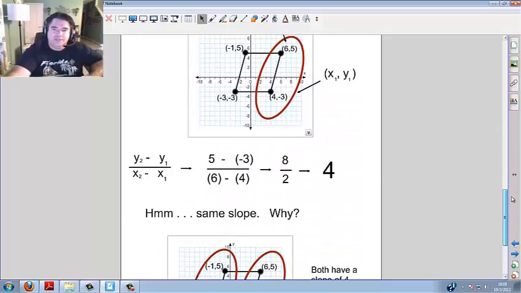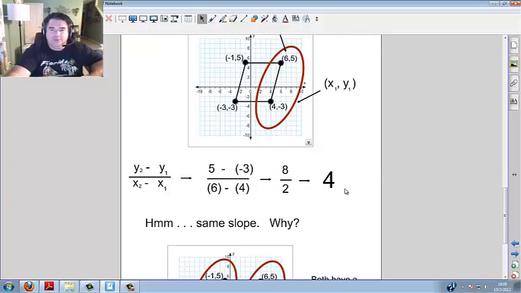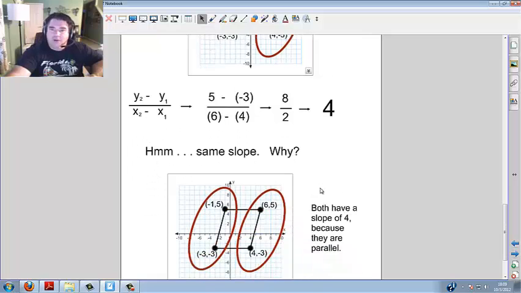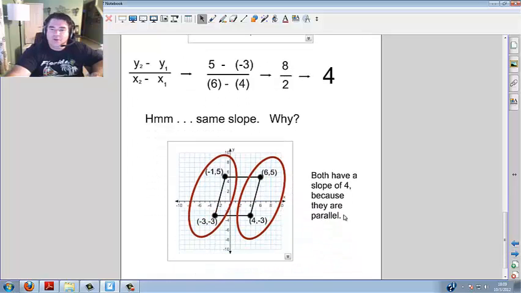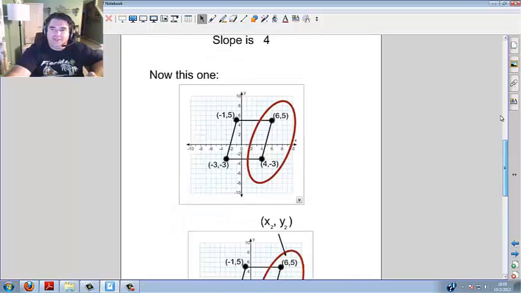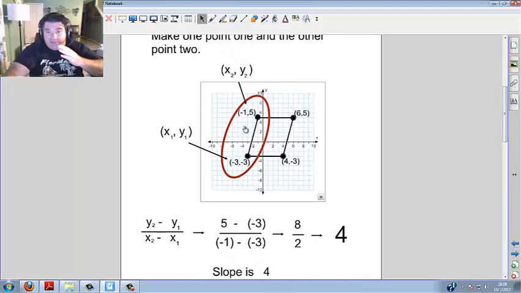And notice here, same deal. 8 over 2, which is 4. So they have the same slope. Why? Because they both have a slope of 4, they're both parallel, which makes sense since this is a parallelogram. There's two sets of parallel lines.